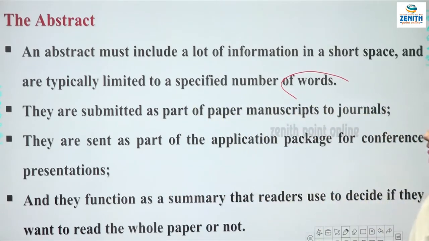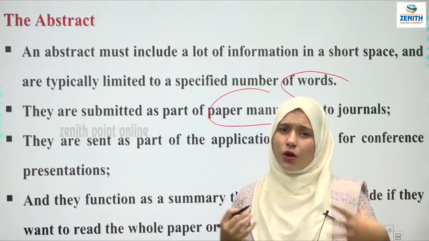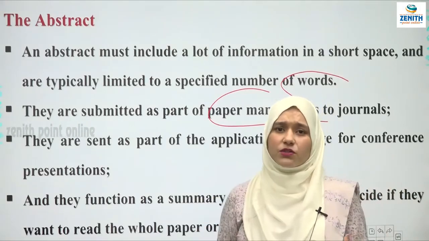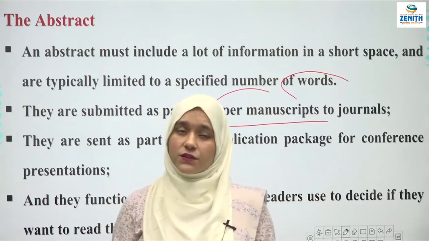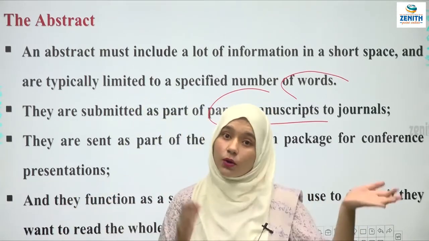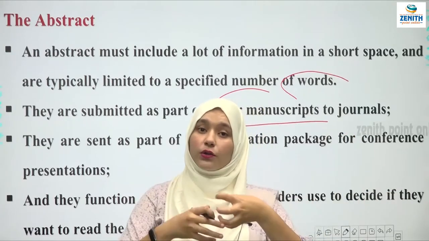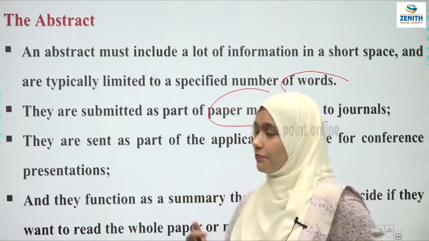Then they are submitted as part of paper manuscripts to journals. Basically they are like a manuscript of your paper, meaning a kind of small sample of what your paper is going to include, what all topics you are going to research, what different literary theories or literary criticism you are going to use to decode or dissect your particular topic. So all these things are mentioned in an abstract.